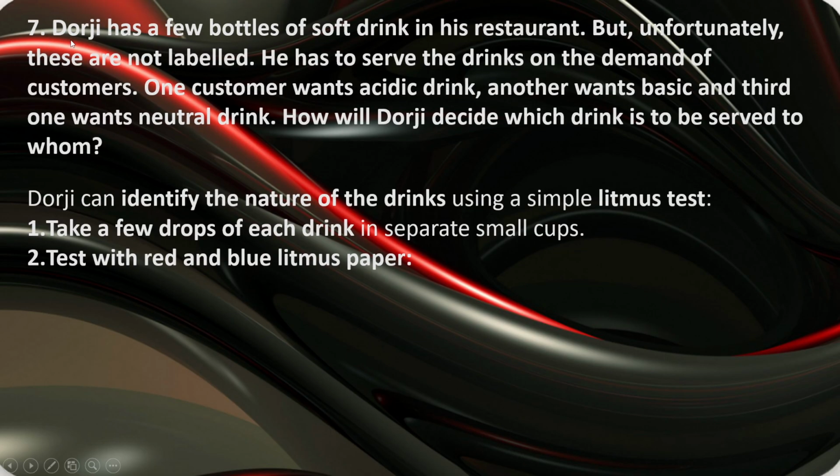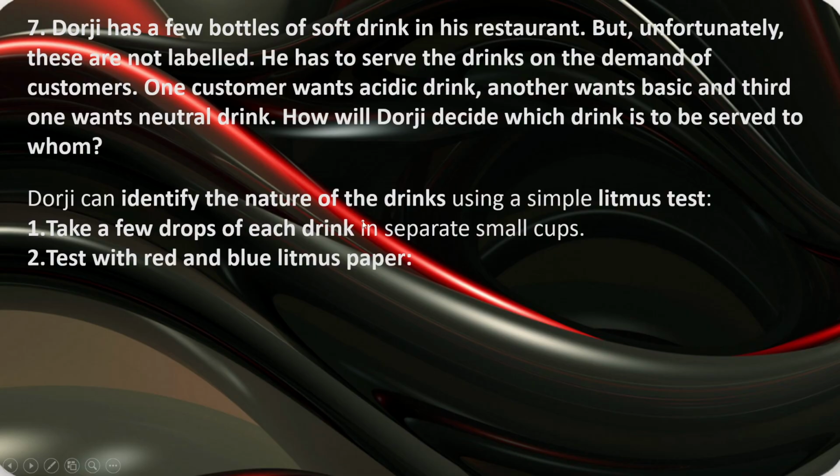Question 7. Dorji has a few bottles of soft drink in his restaurant, but unfortunately, these are not labeled. He has to serve the drinks on the demand of customers. One customer wants an acidic drink, another wants a basic drink, and the third wants a neutral drink. How will Dorji decide which drink is to be served to whom?